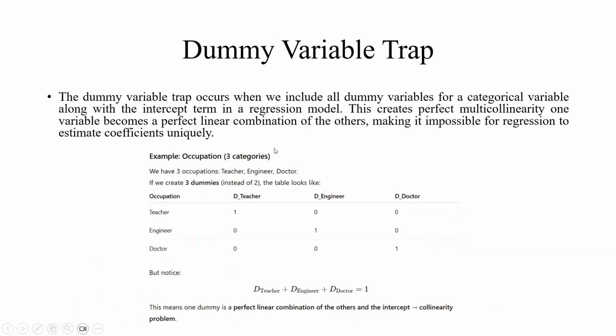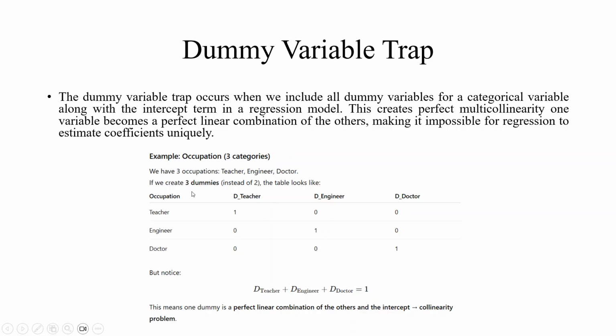What is a dummy variable trap? The dummy variable trap occurs when we include all the dummy variables for a categorical variable along with the intercept in the regression model. So all the dummies have been introduced, D1, D2, and D3, all have been introduced. So what will happen? This creates a perfect multicollinearity. One variable becomes a perfect linear combination of others, making it impossible for regression to estimate coefficients uniquely.